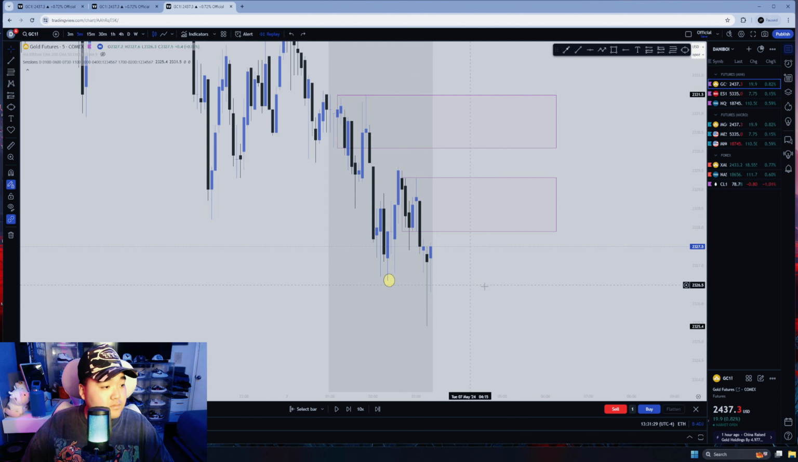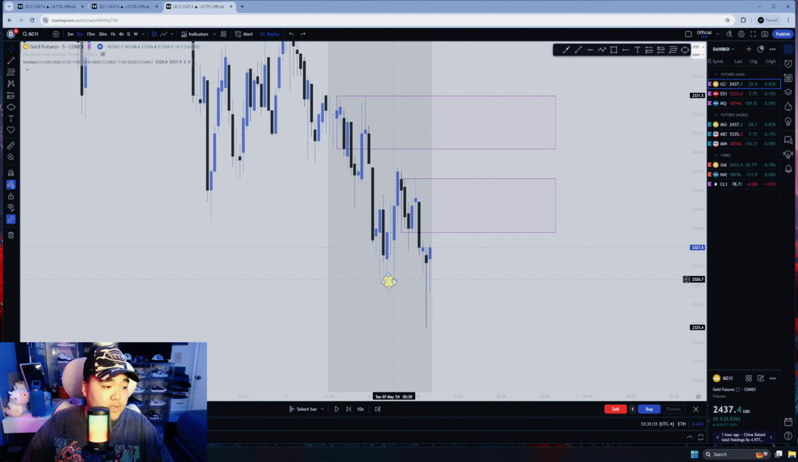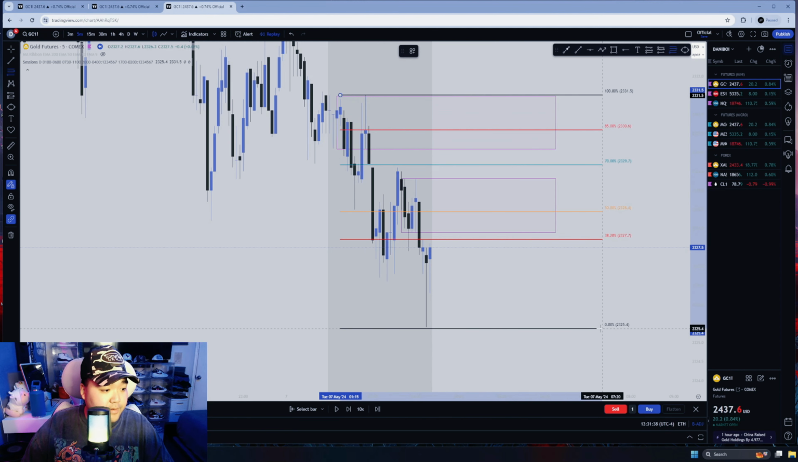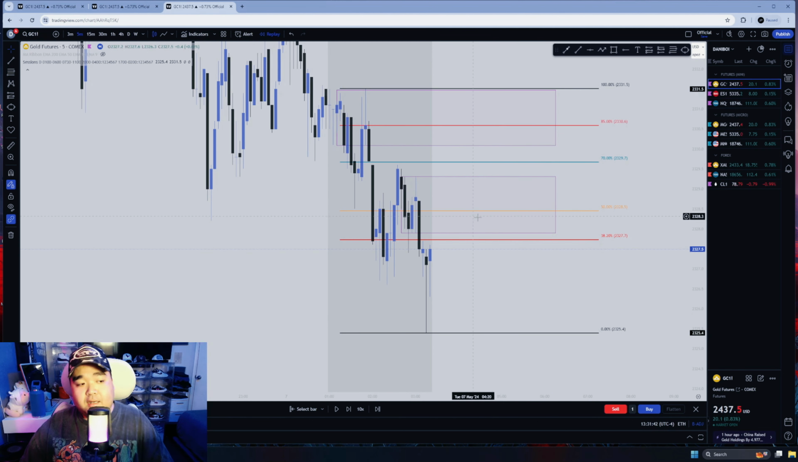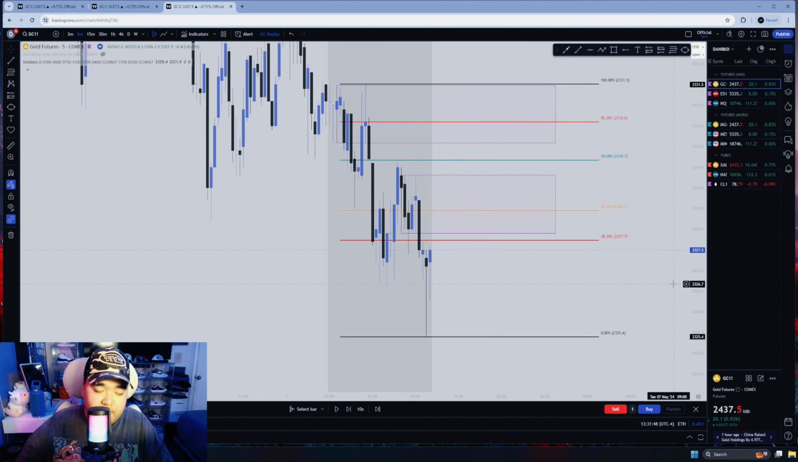Now you want to pay attention to the fib as well. So let's pull out the fib again from the highest point up here to the bottom right here, okay? Now look at where this zone is at. This zone is right at that 50% level. So again, why do you not want to take this? Because that 50% level is a very indecisive level. So it can either bounce from your area or it can just disrespect it.